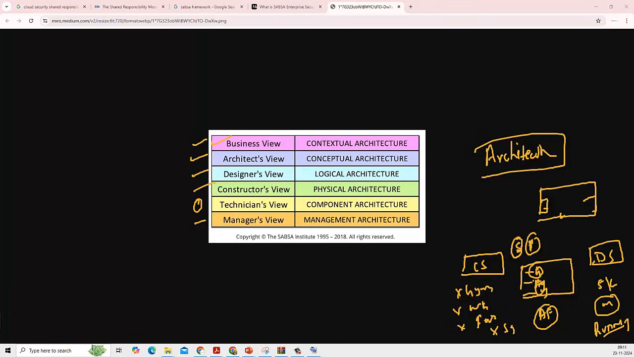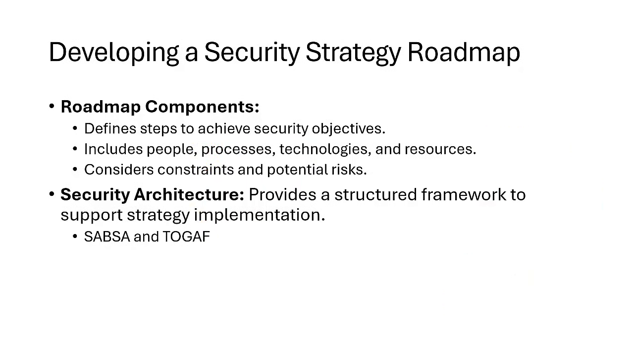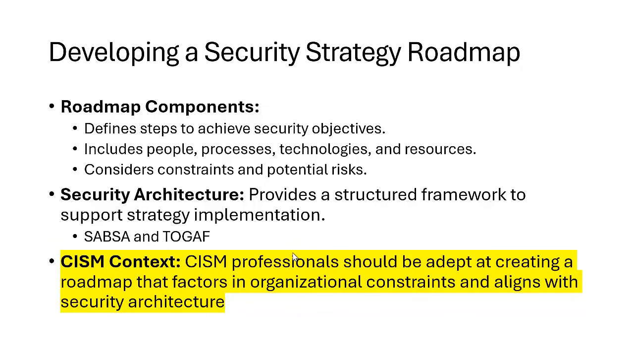Okay. Don't worry, in the exam, you don't need to know each and every component, but you need to have visibility. What is the name of an architecture, or risk-driven architecture, or security architecture which aligns with the business? And SABSA is basically one of them. And there's a dedicated video I made on SABSA. If you want to really understand in detail, you can check that. So SABSA and TOGAF are important. So as a CISM professional, you should adapt to create a roadmap that factors in the organization's constraints and aligns with the security architecture.